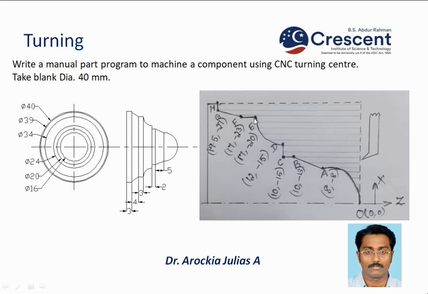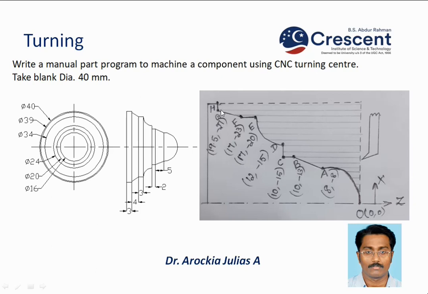Next it is a horizontal line. There are 3 units given in the diagram, so in the Z value it is plus 3. The F coordinate point value is 17 comma minus 23. Then there is a taper for a length of 4 along the Z axis as per the diagram, and the diameter difference is 34 to 39. There is a difference of 5 units, which will be 2.5 in the radius. Now add that to the x value. At point G the coordinate value is 19.5 comma minus 27.